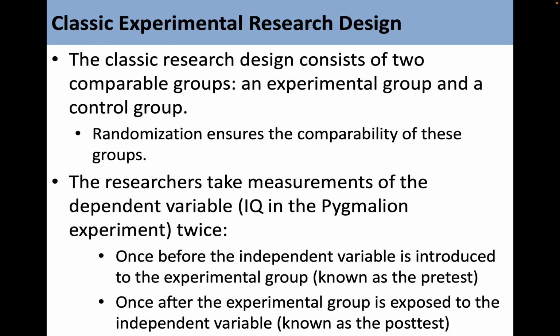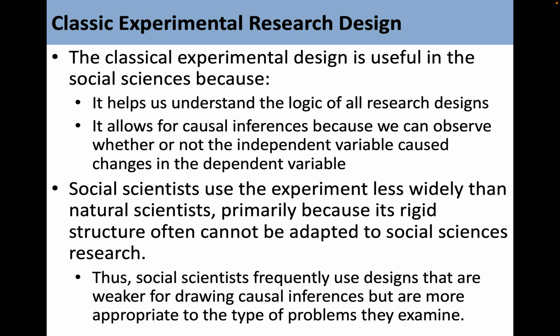But the Pygmalion experiment, somebody with raw talent, and of course, the more you pay attention to them, the better they get. Once before the independent variable is introduced to the experimental group, known as the pretest. Once after the experimental group is exposed to the independent variable, known as the post-test. The classical experimental design is useful in the social sciences because it helps us understand the logic of all research designs.